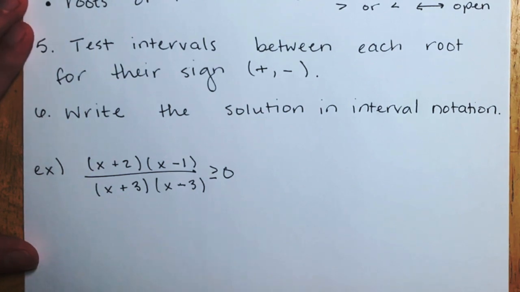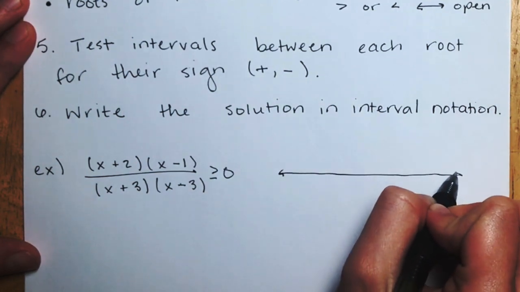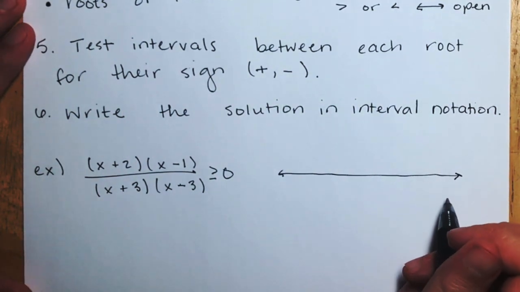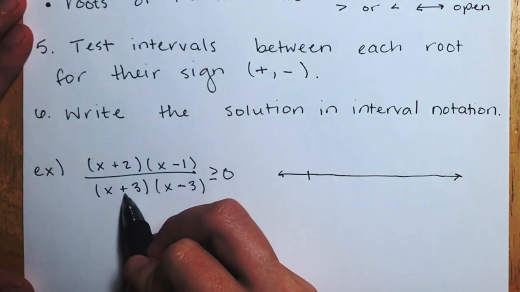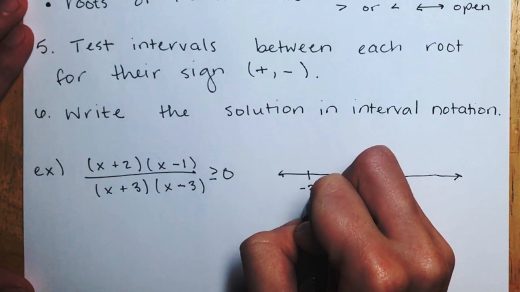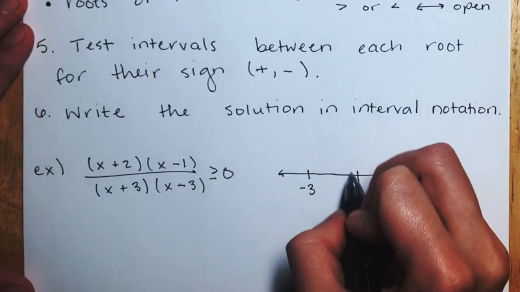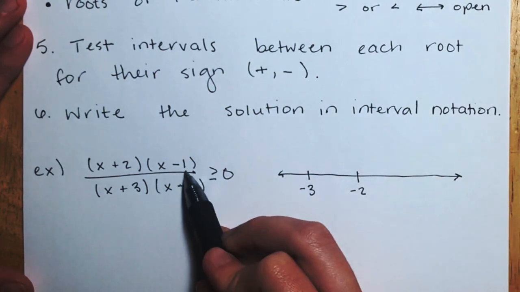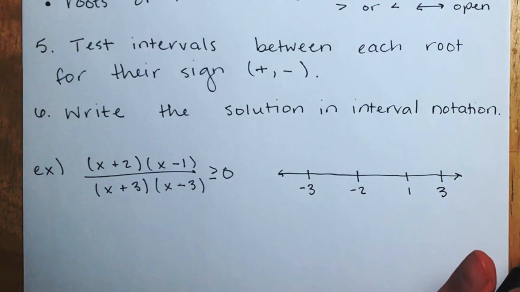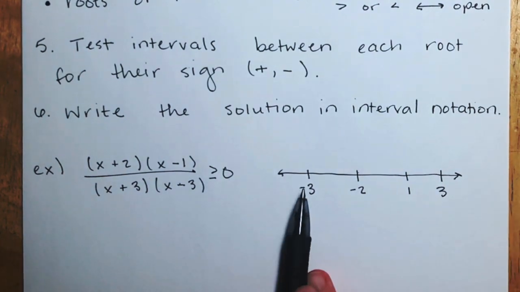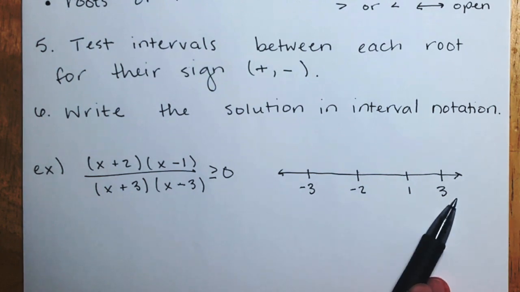And both the numerator and denominator are factored. So the first thing we have to do here, we get to actually skip all the way to drawing the number line. So let's put our roots here. Looks like we've got one that's -3. Got one that's -2. Got one that's +1 and +3. So am I going to use closed or open circles on these guys?